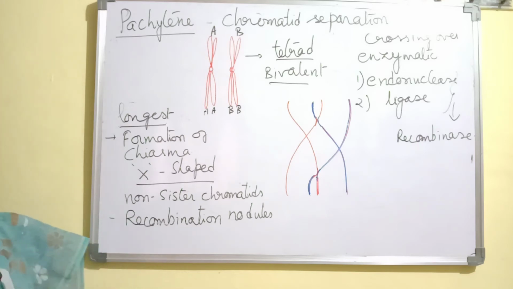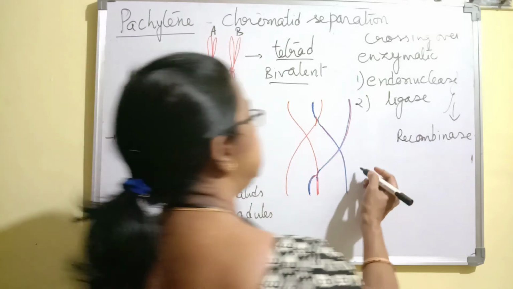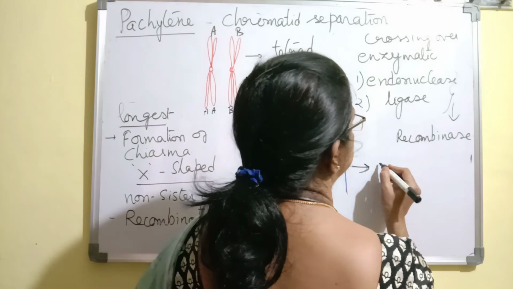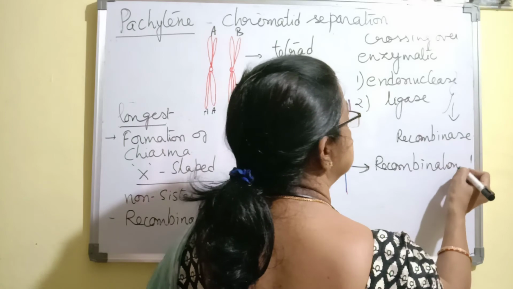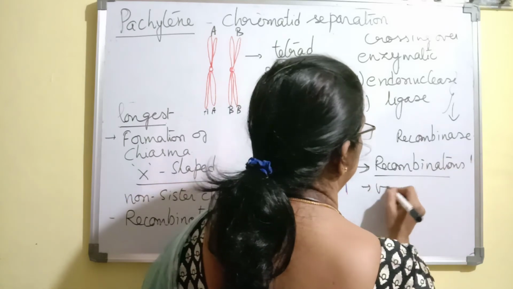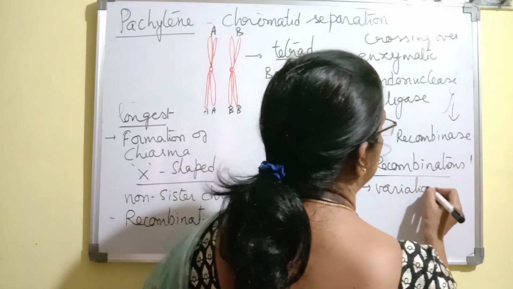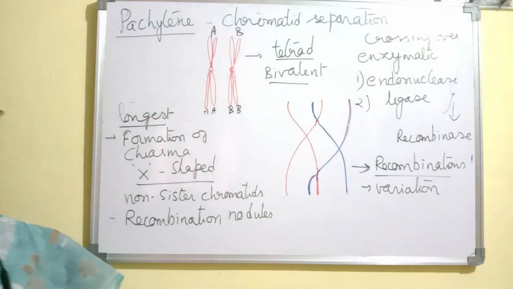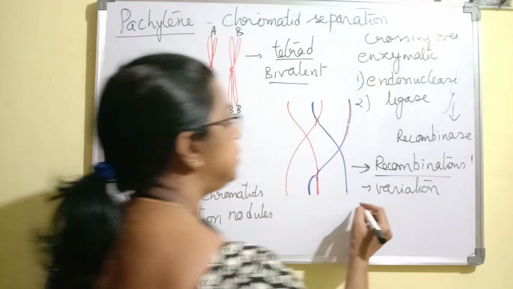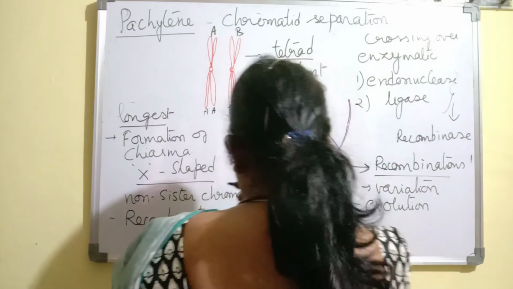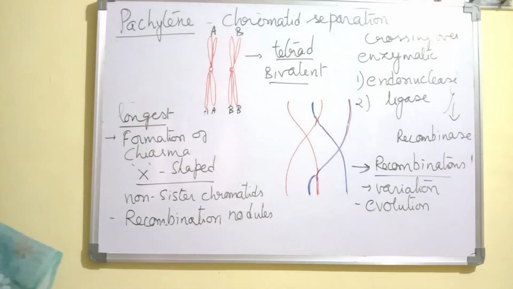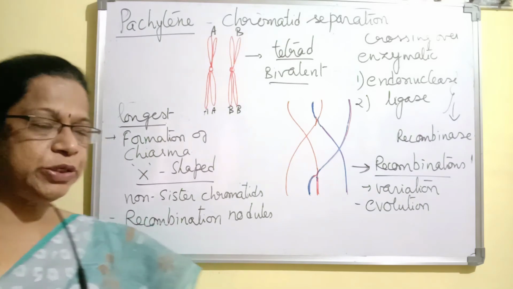Now, what is the significance of this stage? The significance of the pachytene stage is that it is very important. It leads to recombinations, which further help in variation. The variation which we find in progeny is because of the pachytene stage. Variations are the basis of evolution. So pachytene is responsible for evolution and formation of new species.